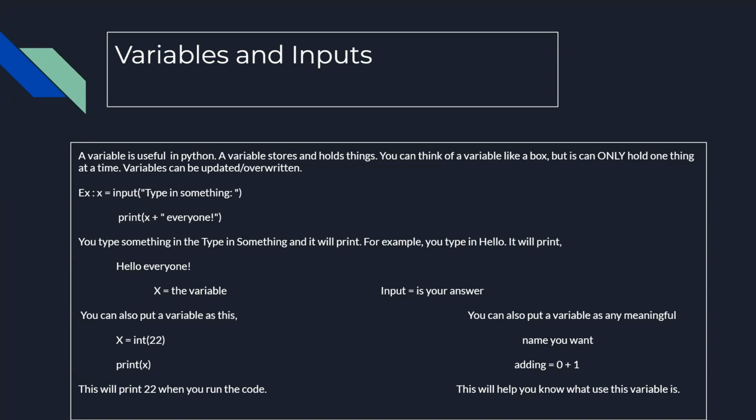You can also put a variable as this. x equals int 22, print x. This will print 22 when you run the code. You can also give a variable any meaningful name you want, adding 0 plus 1. This will help you know what use this variable is.